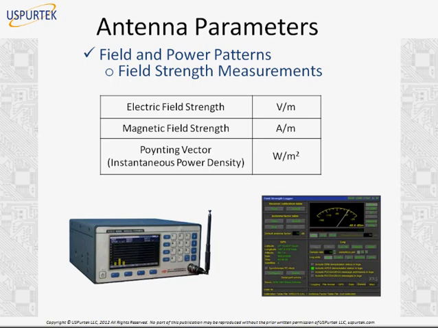So these are the units used to measure the electrical field, the magnetic field, and the Poynting vector. We have volts per meter for the electrical field and amperes per meter for the magnetic field, and watts per square meter of area is the Poynting vector or the instantaneous power density. Here are pictures of some instruments, or vector network analyzers, which are used to make these measurements in the field. Okay.